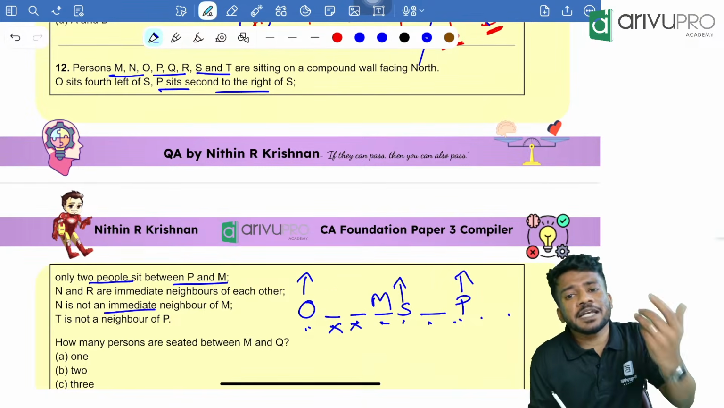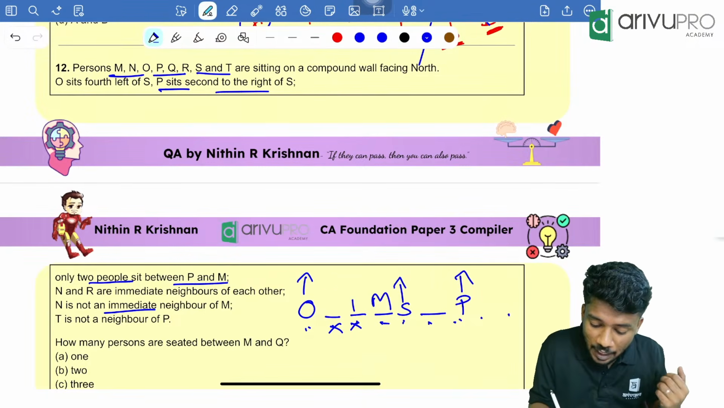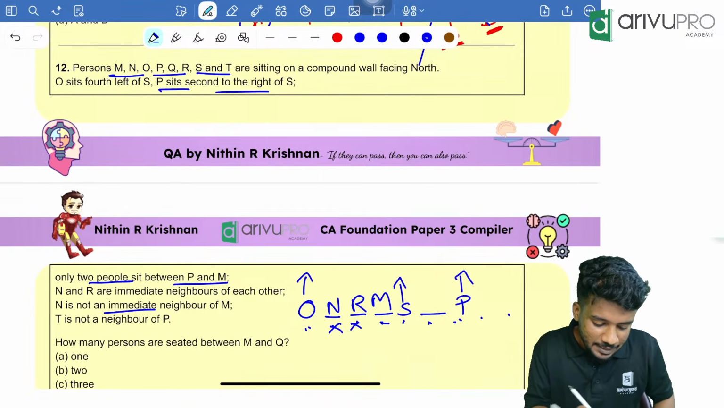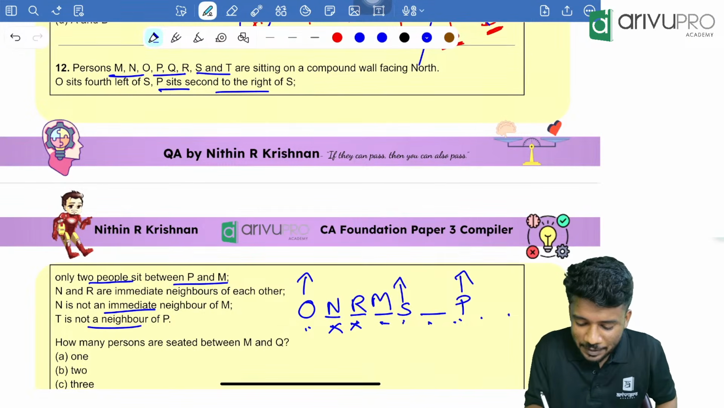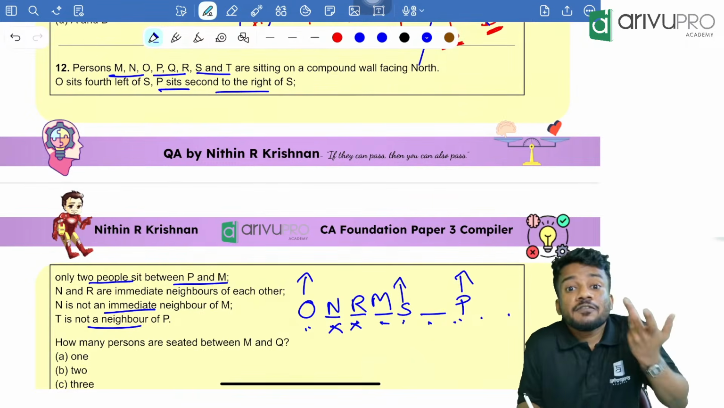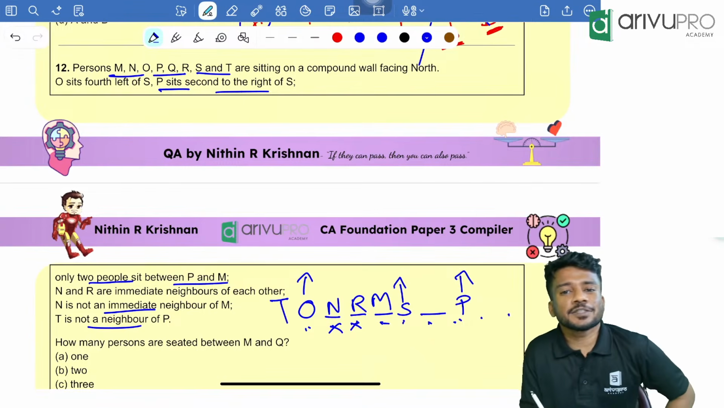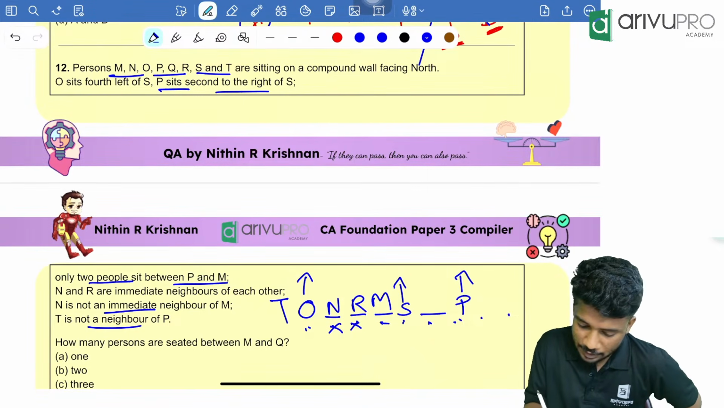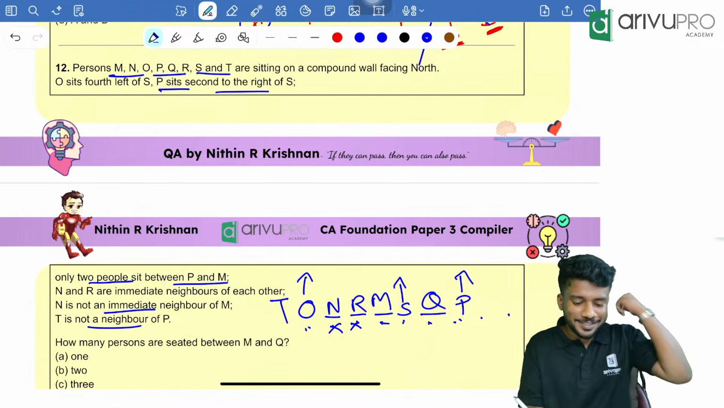One more thing is given. N is not an immediate neighbor of M. That means R is an immediate neighbor of M and N is over here. Then T is not a neighbor of P. That means T cannot sit over here, next to O. Then where will T sit? T will sit next to O. Then who is remaining? P, Q is remaining, right? Q is over here. Yes, right answer.